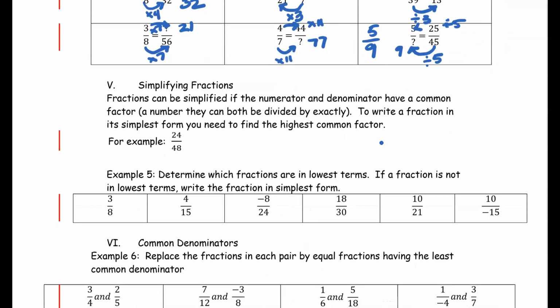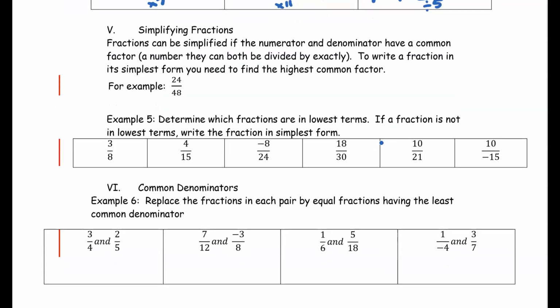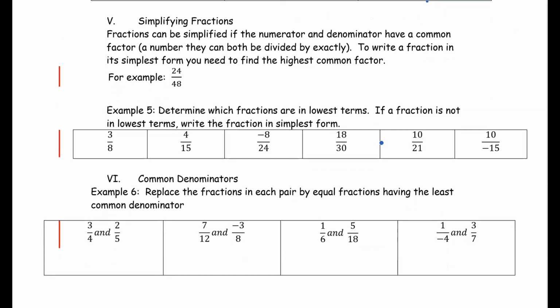found equivalent fractions. Now we're going to talk about how to simplify fractions. And the reason we're doing all this, we're basically gearing up for the next section, which is adding and subtracting and multiplying and dividing. So when we do operations with fractions, we're going to need to know how to do all of these calculations. So fractions can be simplified if the numerator and denominator have a common factor, okay?